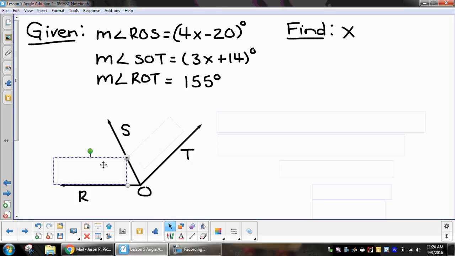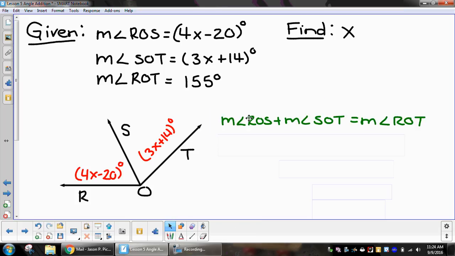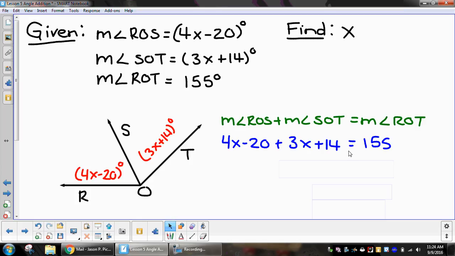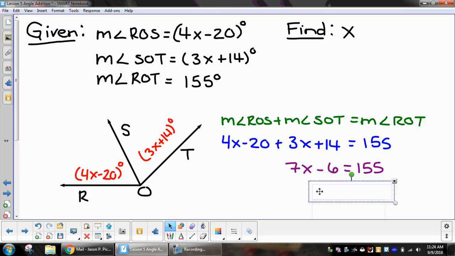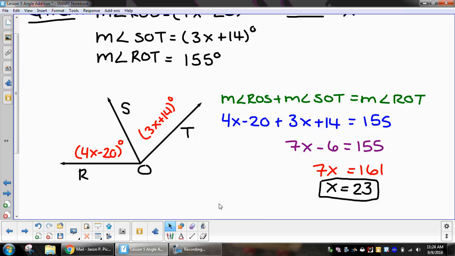We have angle ROS being 4x minus 20, and I labeled that on my picture. Angle SOT measures 3x plus 14. The whole thing, angle ROT, is 155 degrees. So we can write that the two smaller ones should add together to be equal to the biggest one, angle ROT. And then just like segment addition, we'll plug in what we know, and we can do some algebra to find x, which is what I wanted you to find. And we'll find that x is 23.